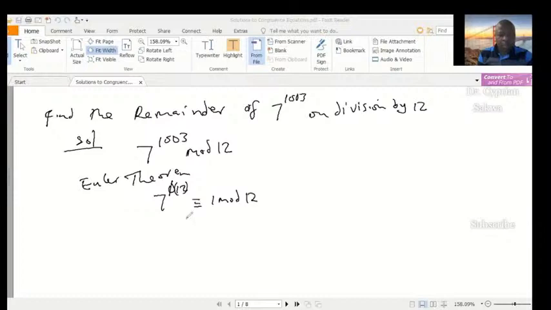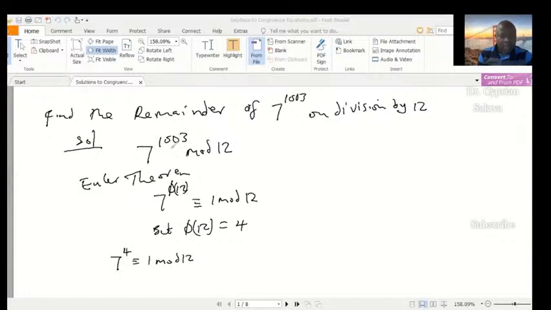But we already know how to find phi of 12. That one you know. If you don't know, I taught it in the other video, you can check that and solve. But phi of 12 is just 4. So these are numbers smaller than 12 which are relatively prime to 12. Therefore, 7 raised to 4 is congruent to 1 mod 12. But what we want is 7 raised to 1003.